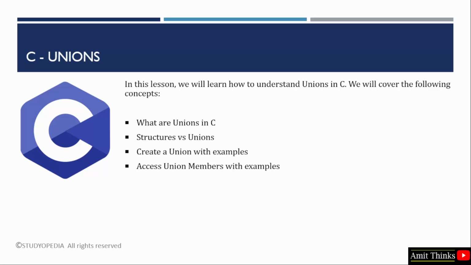A union is a user-defined data type in C. First, we will understand what unions are. Then we will see the difference between structures and unions, because they are quite similar. After that, we will create a union and see some examples. In the end, we will learn how to access union members and see some more examples.